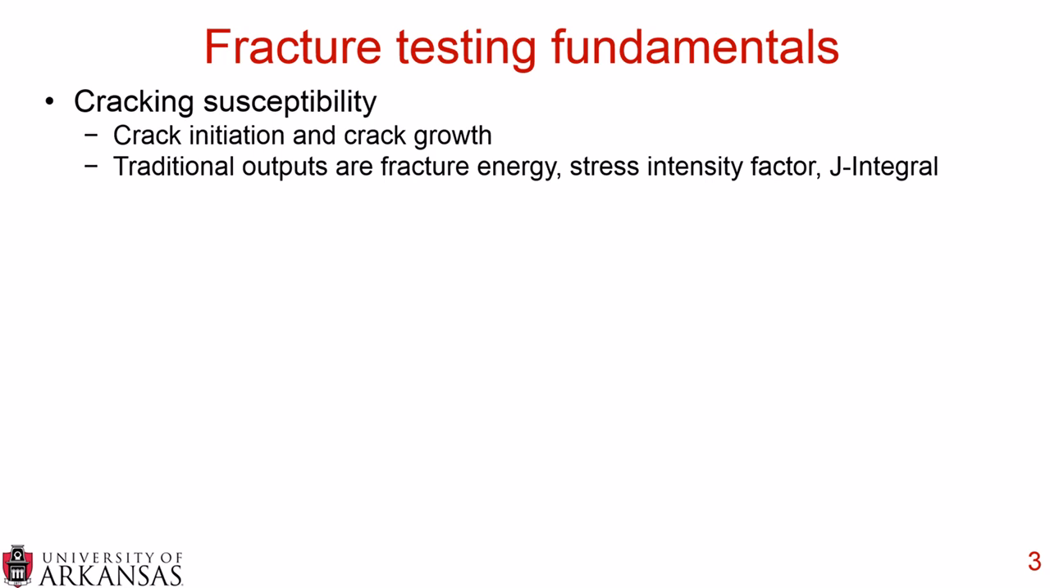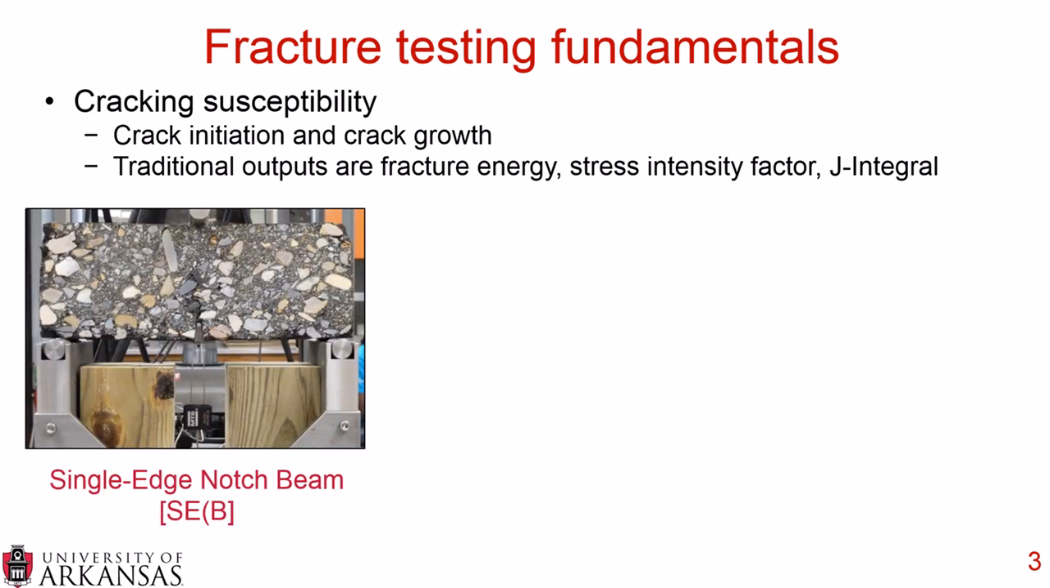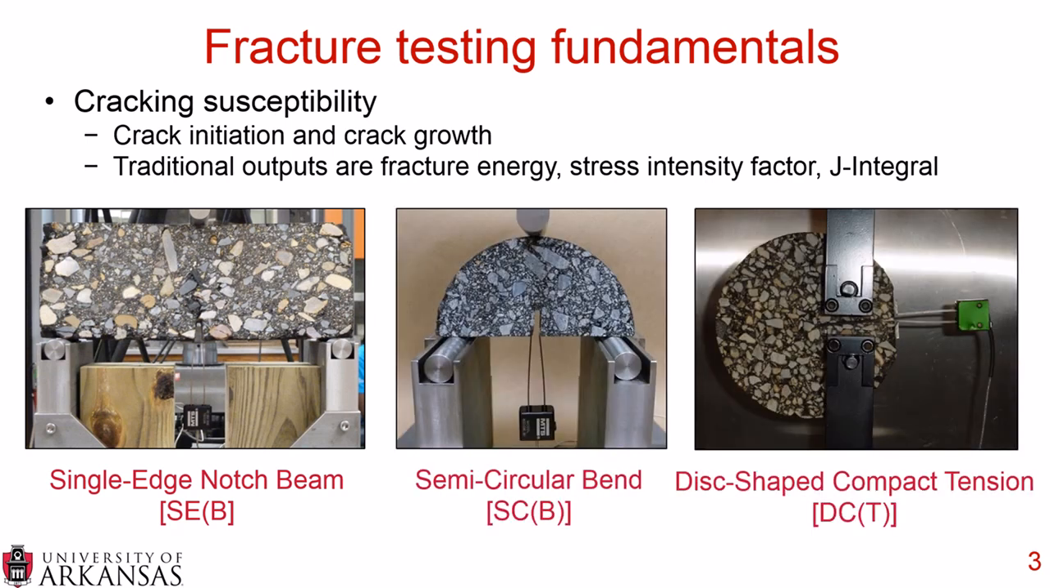There are several different ways we can capture fracture energy in the laboratory. One is by running a single edge notch beam fracture test. We also have the semicircular bend fracture test, and then finally the disc-shaped compact tension test. Recently there have been several developments with other testing geometries, but these are historically the three most common ways to capture fracture in the laboratory.